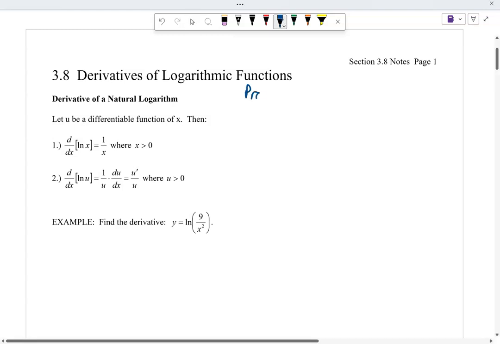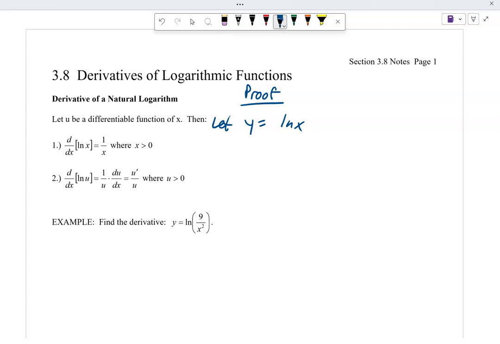I'm going to start out with the proof of what the derivative of the natural log of x is. So I'm going to let y be the natural log of x. I'm going to go ahead and take e to both sides. And so we have e to the y equals e to the ln of x. So we got e to the y, and of course e undoes the ln, right? They're inverses. So we got e to the y equals x.